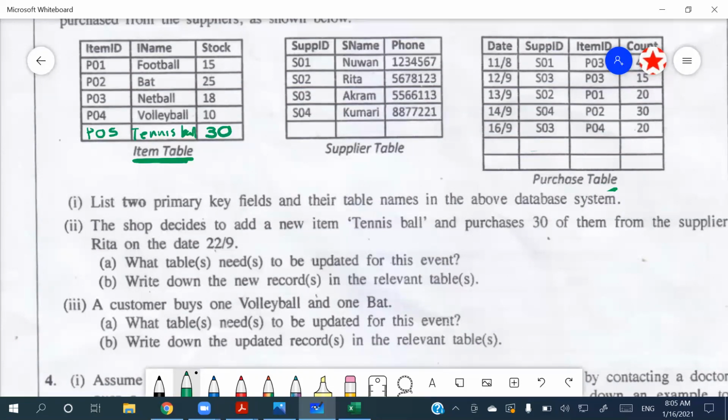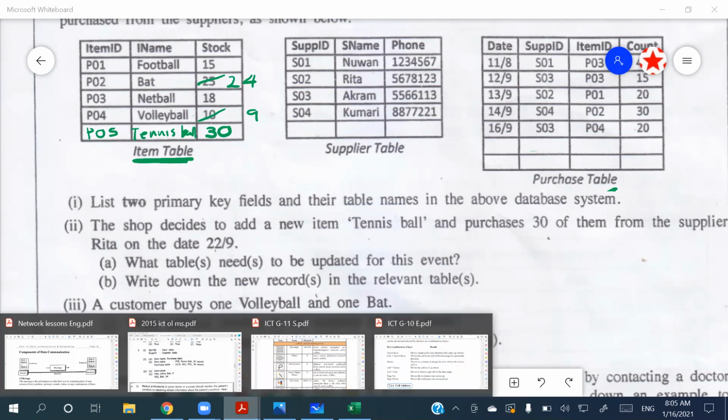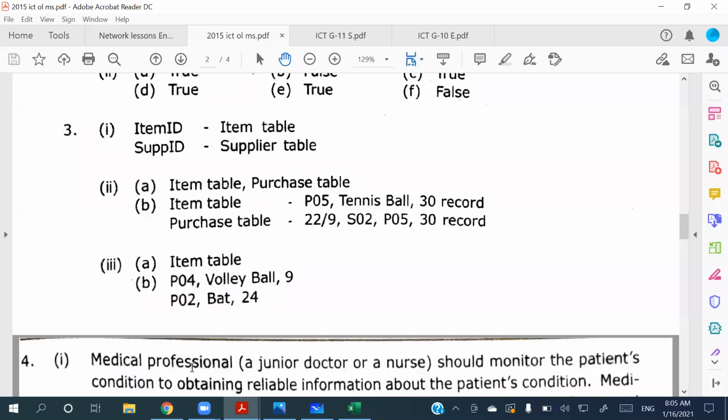So like it's going to be P02 bat, now it's going to be 24 because bat is being taken. And a volleyball as well, so it's going to be 9. Right, so those two lines should be there. P02 bat 24, P04 volleyball 9. So this is the way that you can have those things. You don't need to write those things in the order. You can have P04 at the beginning and P02 at the end, or vice versa.